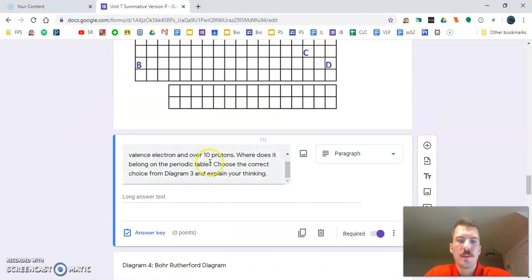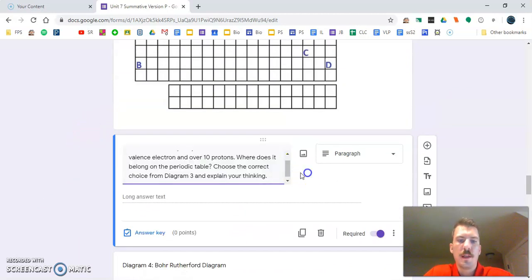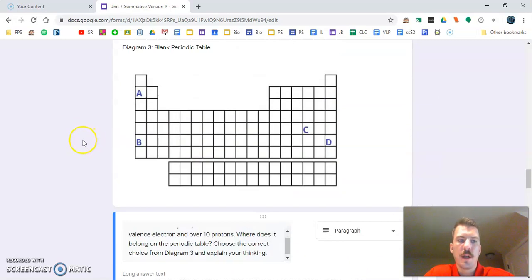Oh, we'll just go on this. It has 1 valence electron and over 10 protons. All right. If it has 1 valence electron, that means 1 electron in the outer shell. So it could only be A or B. It could not be C or D. This C has, I believe, 6 valence electrons, and this D has a full shell, 8 valence electrons.